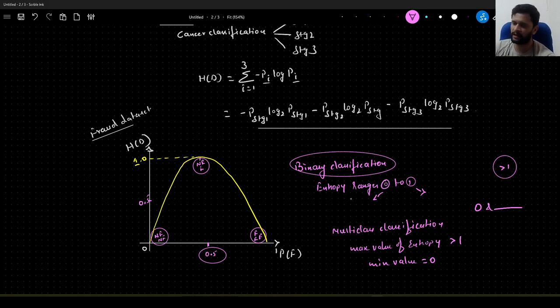But in case of binary classification, the max value the entropy function can get is 1 and the min value the entropy function can get is 0. Okay. So this one you have to remember.